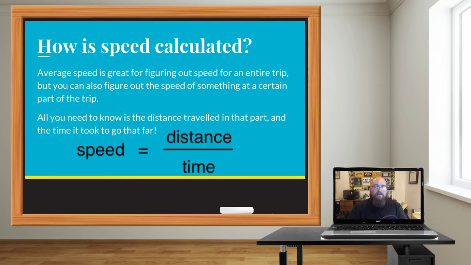On the other hand, average speed is great for the entire trip, like we just said. But if we need to figure out exactly how fast somebody was going in the beginning, middle, or end of a trip, we can simplify the long words in the previous formula. We find speed by taking the distance traveled in that little picture window of our trip, divided by how much time it took to go that distance, and we will find the speed of that moment in time.